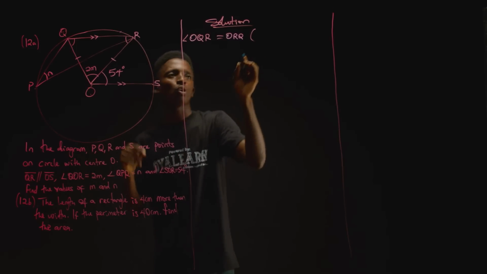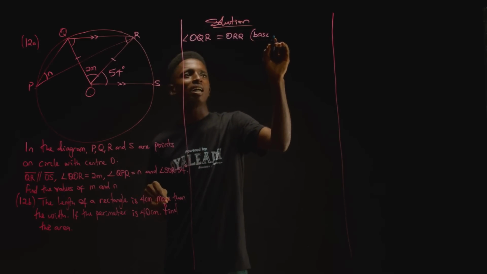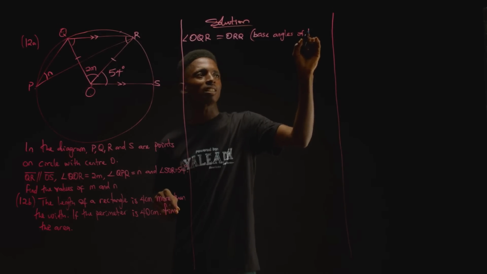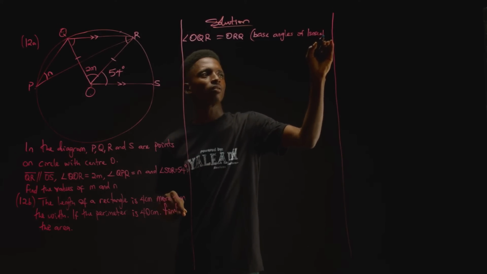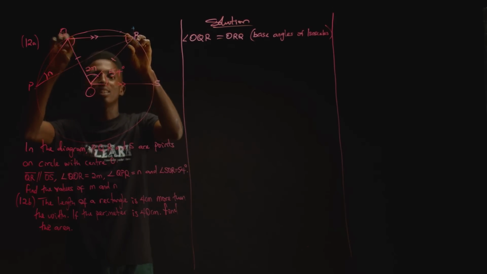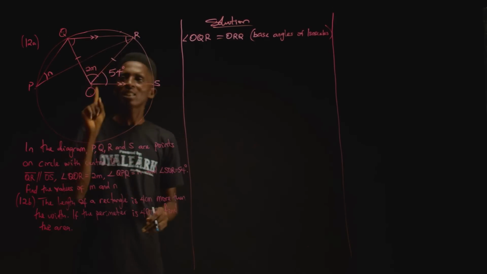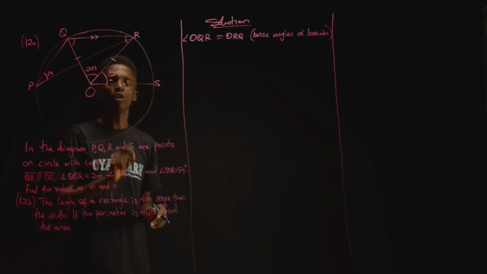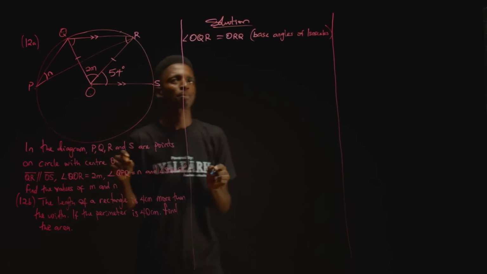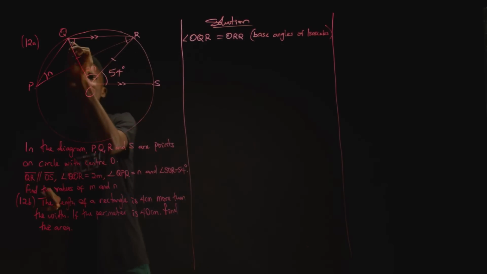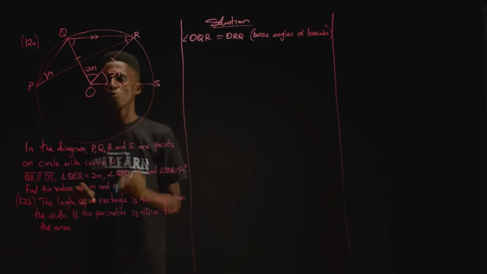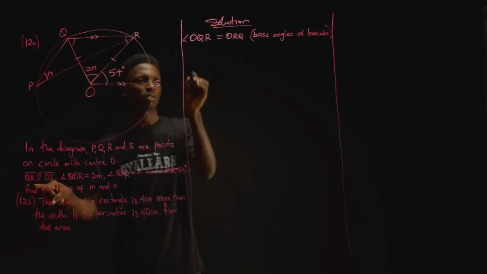And the reason is because they are what? Base angles of an isosceles triangle, right? But we are yet to know the size of that angle. So if we can get any of these two, then we can easily know what the other one is. So let's work with that. We also know that this line QR is parallel to OS according to this question.